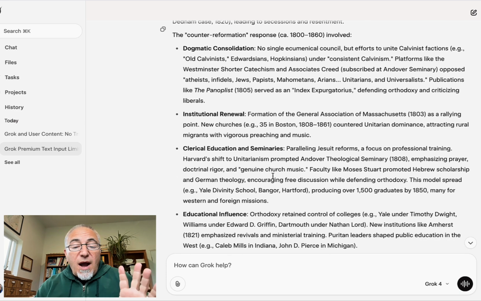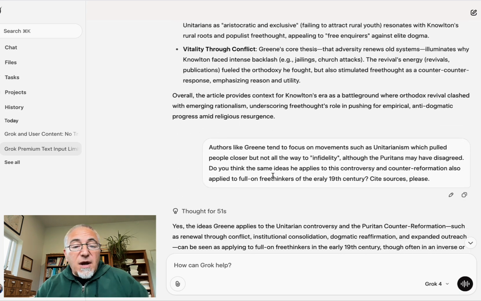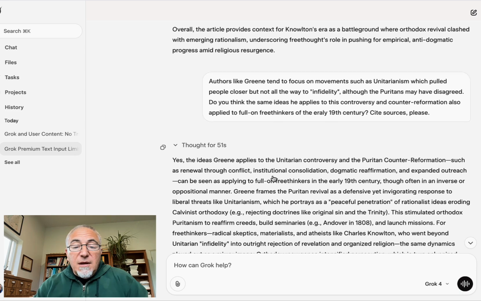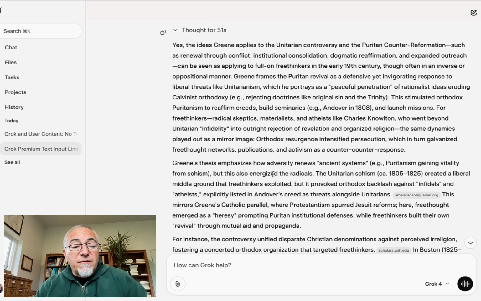And so I asked, after reading all of this that Grok came up with, which was a pretty good summary, I said, authors like Green tend to focus on movements like Unitarianism, which pull people closer to, but not all the way to, infidelity. So can we assume, or can we conclude that the things that Green talks about also apply to full-on freethinkers? And I asked it to cite some sources, and it thought about this for 51 seconds.